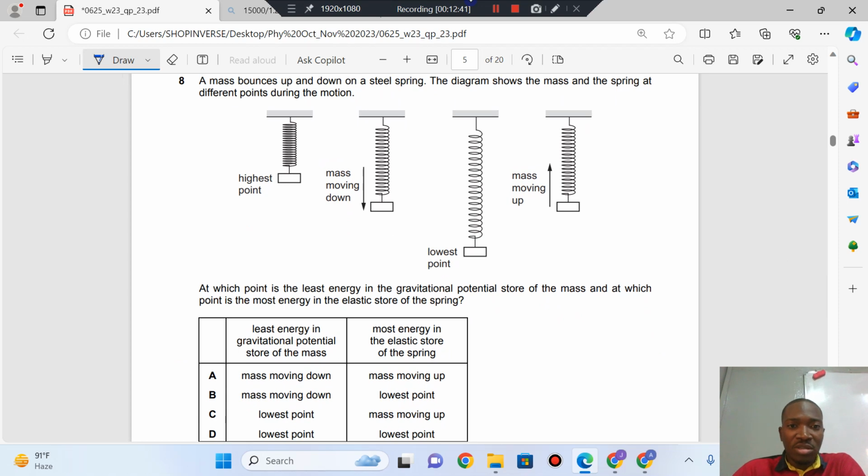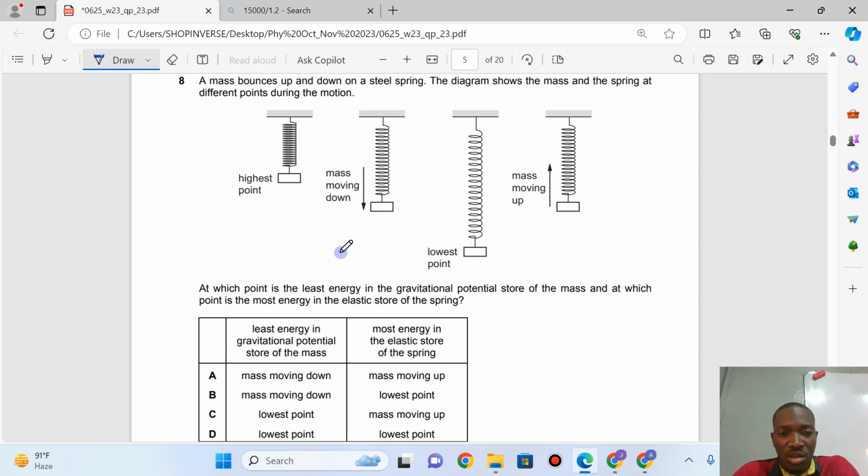A mass bounces up and down on a steel spring. The diagram shows the mass and the spring at different points during the motion. Highest point, mass moving downwards. Lowest point, mass moving upward. Okay, so it shows that the mass continues to oscillate while attached to the spring. At which point is the least energy in the gravitational potential store of the mass? And at which point is the most energy in the elastic store of the spring? Let's see.